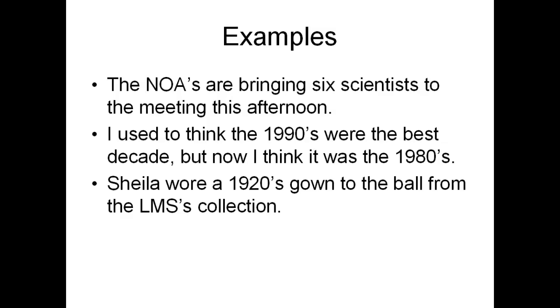I used to think the 1990s were the best decade, but now I think it was the 1980s. So here we're using numbers. We're using this decade, this number here of 1990s. We're adding apostrophe S, and that is showing that 1990s is plural. Here, same for the 1980s. The number 1980 is used as a word in this particular sentence, and the apostrophe S is making it plural.